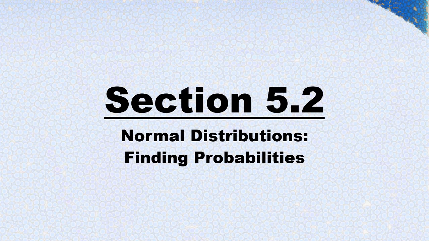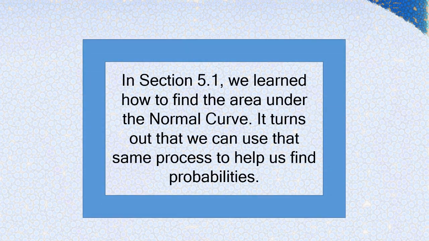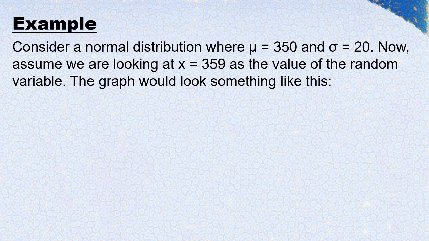In section 5.1, we learned how to find the area under the normal curve. It turns out that we can use that same process to help us find probabilities. So here's an example. We have a normal distribution where the mean is 350 and the standard deviation is 20. Now let's assume we're looking for an x value of 359 as the value of the random variable. The graph would look something like this.